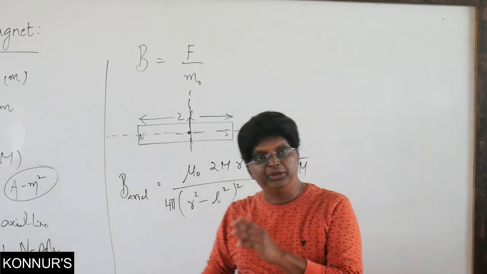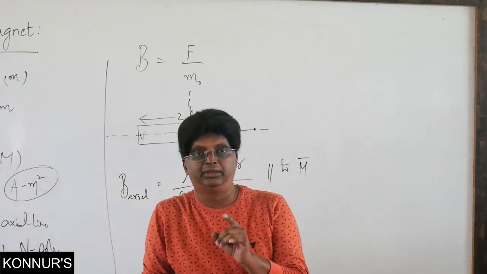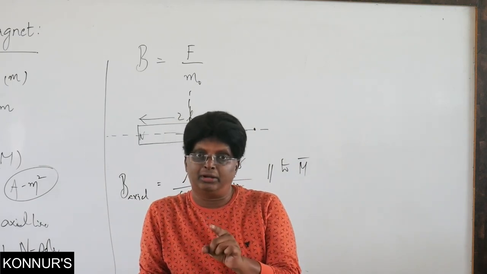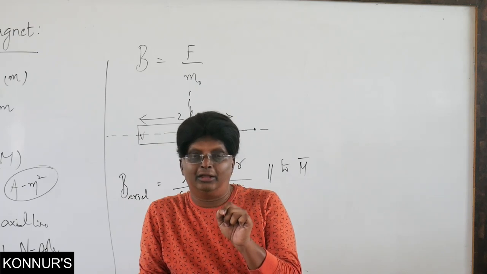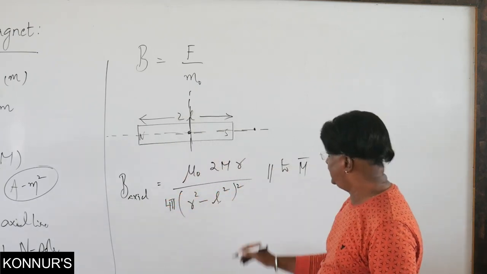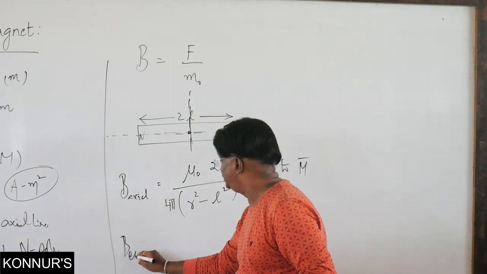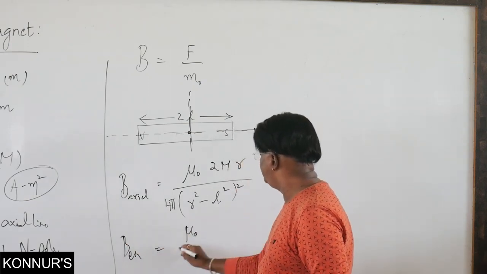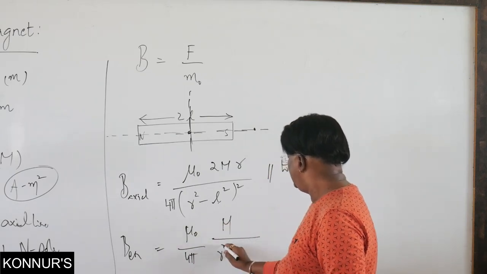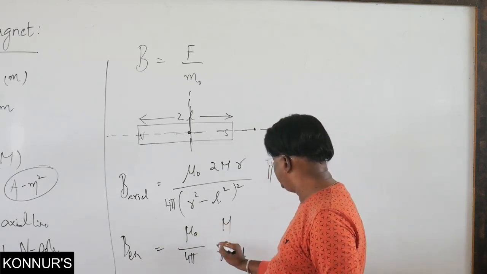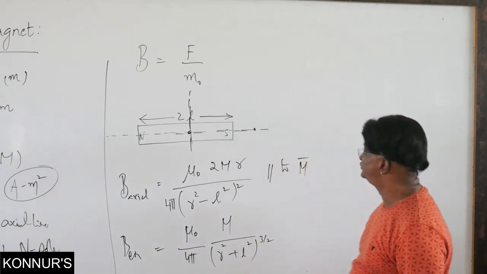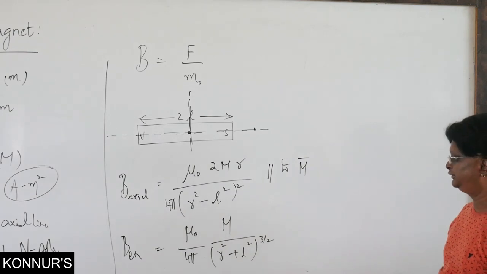This is what we have been using in electromagnets as well as electromagnetic induction. Remember, M R along B bar, if it is the axial point, whereas B equatorial is equal to again mu naught by 4 pi, this time you get m by (r square plus l square) whole 3 by 2. This is the expression that you get.